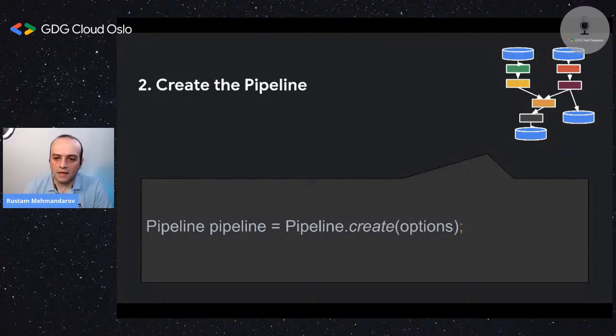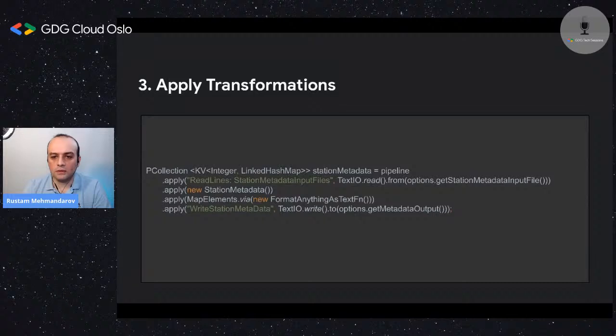And when you're done with that, you create a pipeline that's as easy as just this one-liner where you say pipeline equals pipeline create, and then you provide the options that create it, right? So the third one is where you actually start applying your transformations.